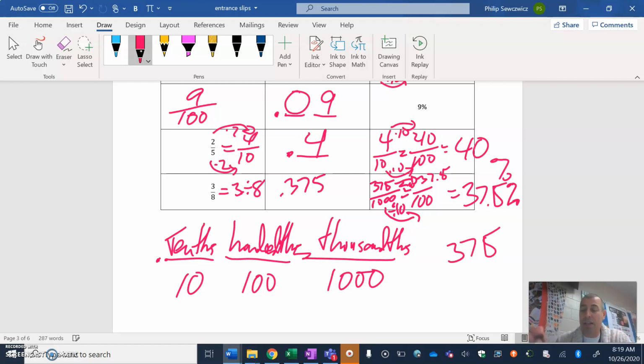Again, if you think about what you know from elementary school, dividing by 10 is going to take that placeholder and move it one spot over.